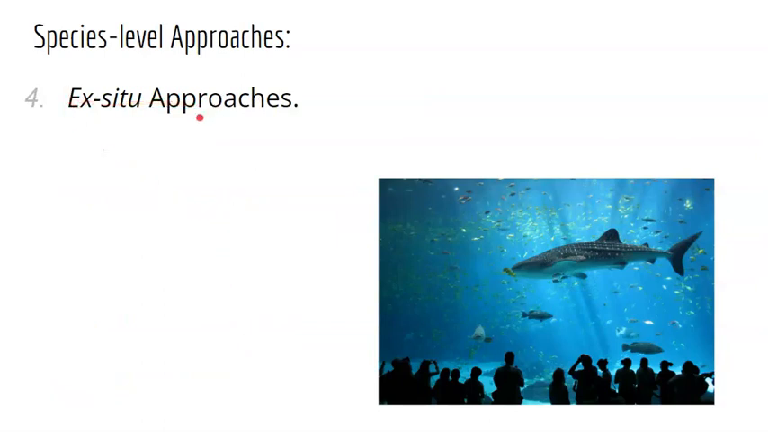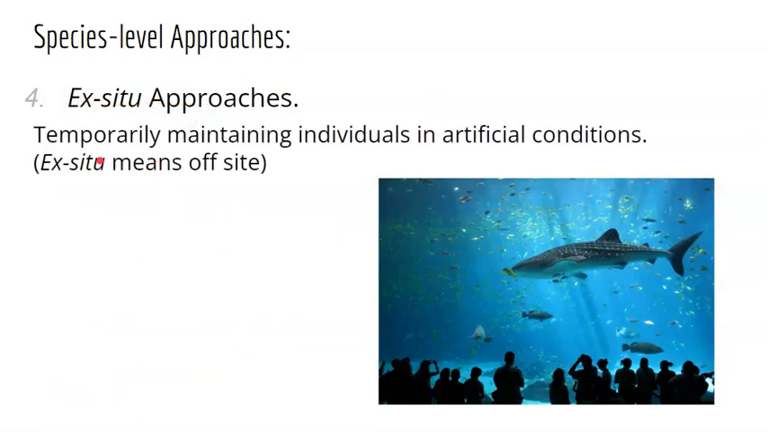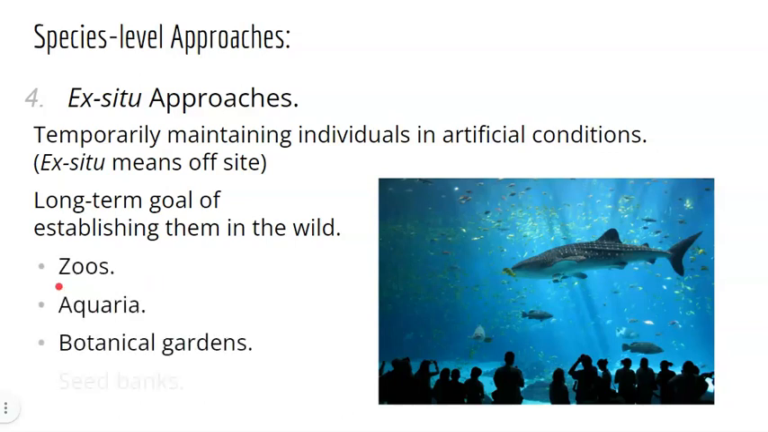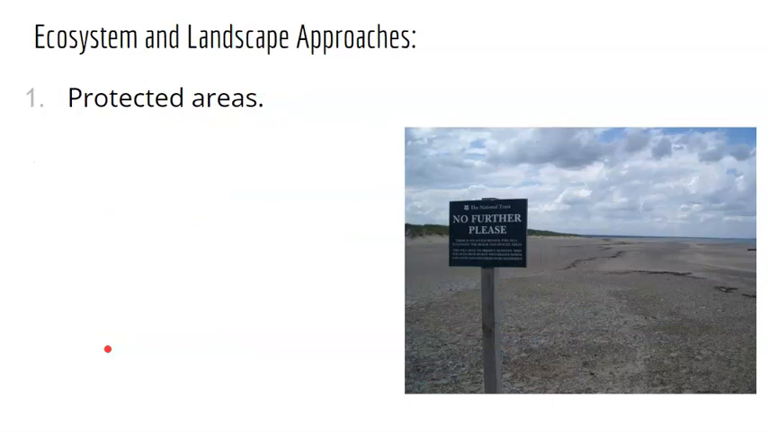There's also ex situ approaches, and that is temporarily maintaining individuals in artificial conditions, because ex situ means off-site. So this has the long-term goal of establishing them back into the wild. This happens in some zoos, aquariums, botanical gardens, and also in seed banks. So not all zoos and aquariums do this, but many do, where they will be like a rehabilitation center to then re-release these animals or organisms back into the wild.